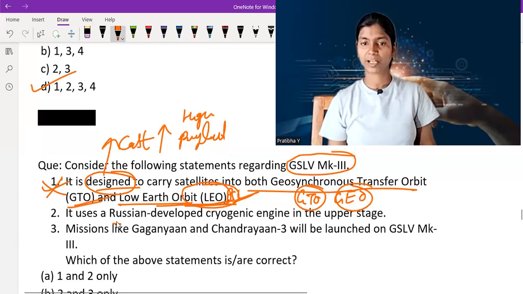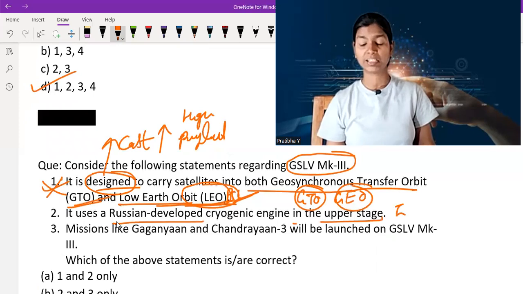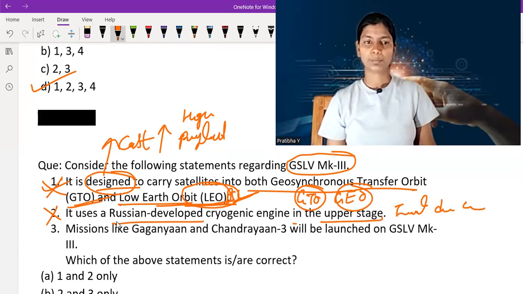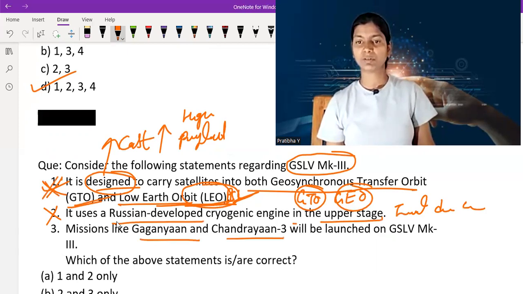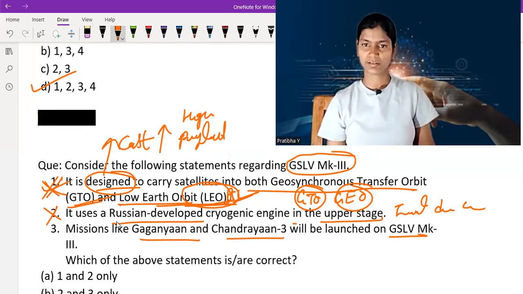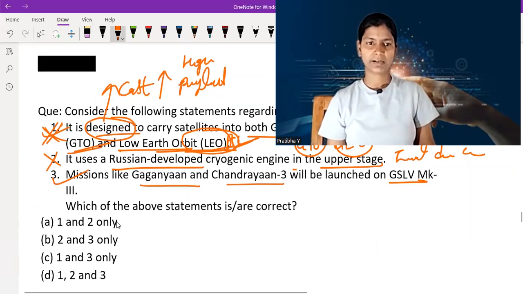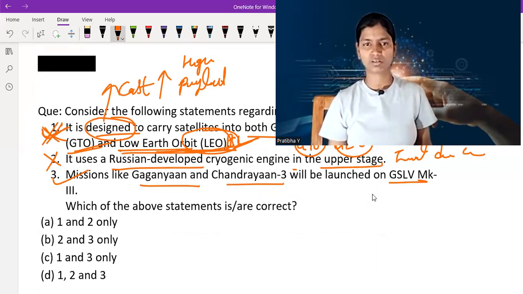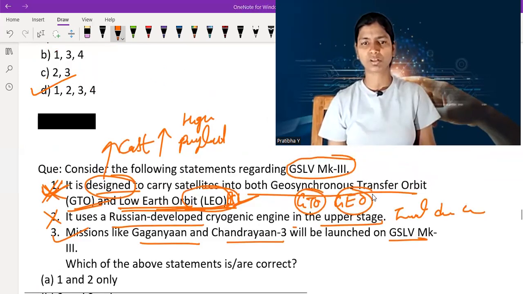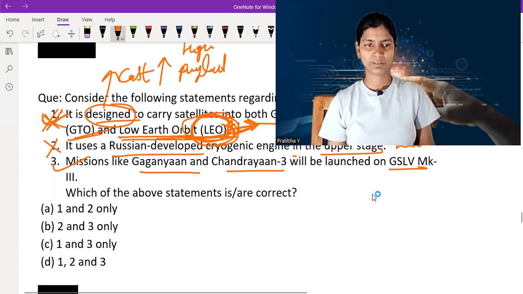Two, it uses a Russian-developed cryogenic engine in the upper stage. No, it uses an indigenously developed cryogenic stage. This one is wrong. Three, missions like Gaganyaan and Chandrayaan 3 will be launched on GSLV MkIII. Yes. So which of the above statements is correct? Three is correct, but see, one is correct too, since it is designed for GTO and GEO and can also take satellites into LEO. So one and three are correct. That means option C is correct. Just check if we're on the right path or not.